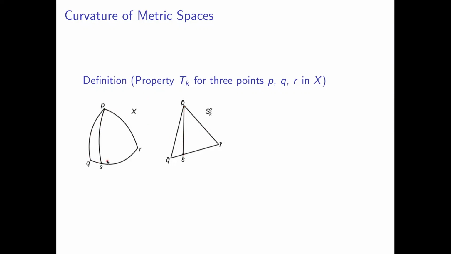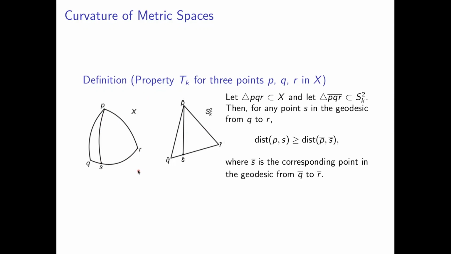So for any point on this side. So this is just in words. If you take a triangle in the geodesic space, then you take a comparison triangle. Then the property holds if for any point S in this geodesic from Q to R, the distance from P to S is greater than or equal to the distance between P bar and S bar.